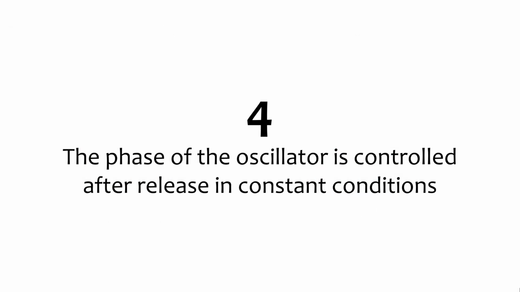Property 4. The phase of the oscillator is controlled after release in constant conditions. This means that after an organism is exposed to constant conditions, the rhythm will start to free run with its phase similar to what it expressed under zeitgeber conditions.